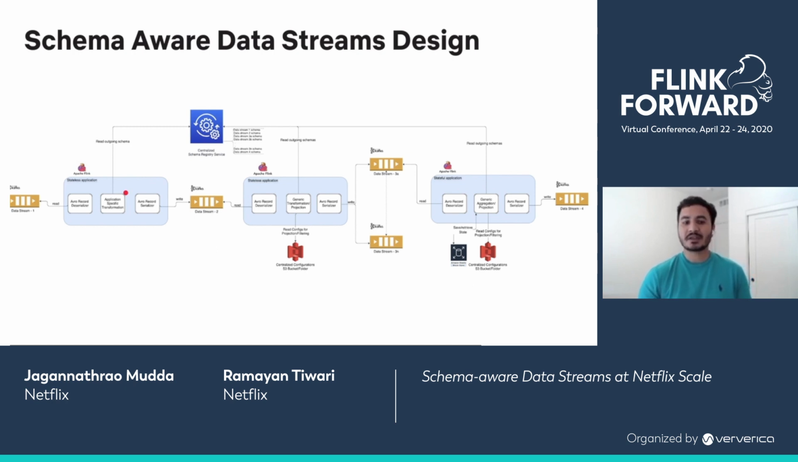Each of these applications is performing some form of application specific or generic transformation to the incoming events. These outgoing events are then serialized into appropriate Avro records based on the outgoing event schema. By generic transformation, what we mean is some config-driven transformation that can be added or updated on the fly. In this diagram, those configurations are being read from the S3 bucket.